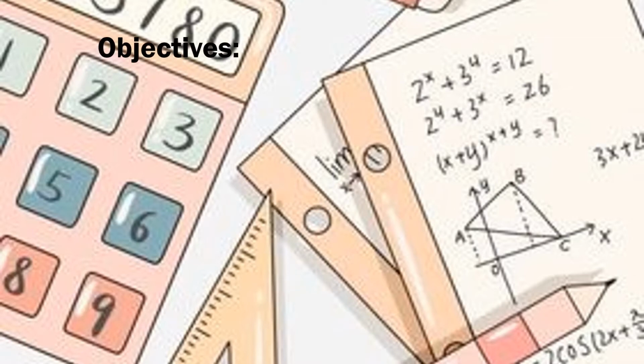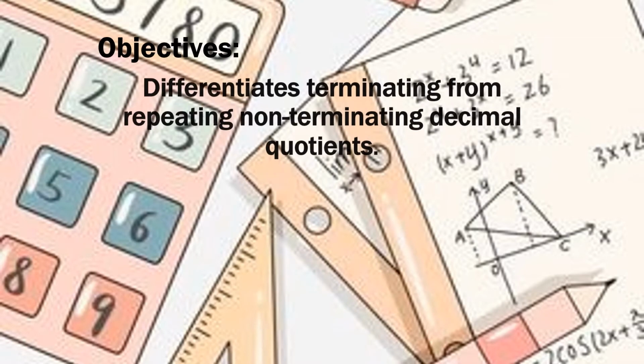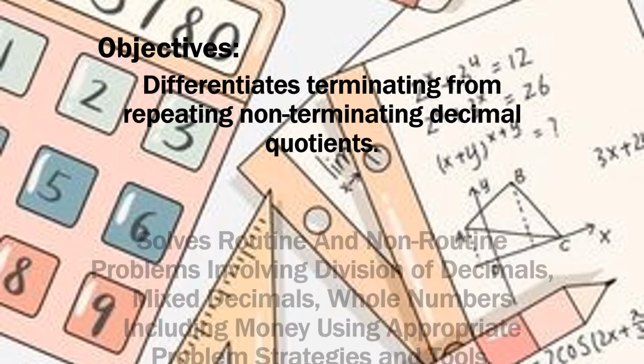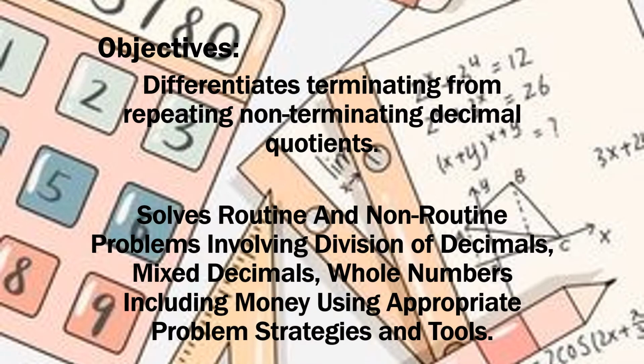Our objectives for today: differentiate terminating from repeating non-terminating decimal quotients. Second, solve routine and non-routine problems involving division of decimals, mixed decimals, whole numbers, including money, using appropriate problems, strategies, and tools.